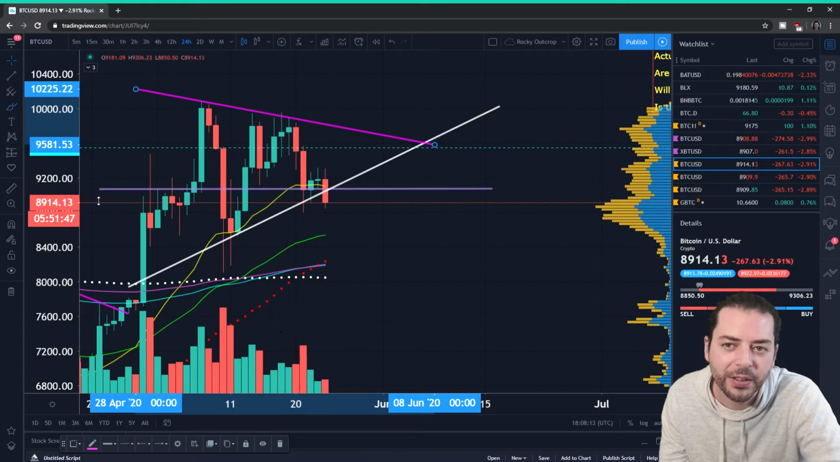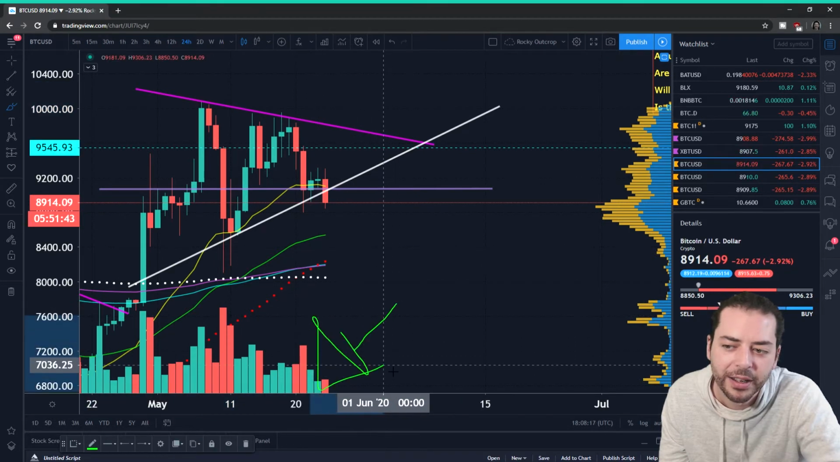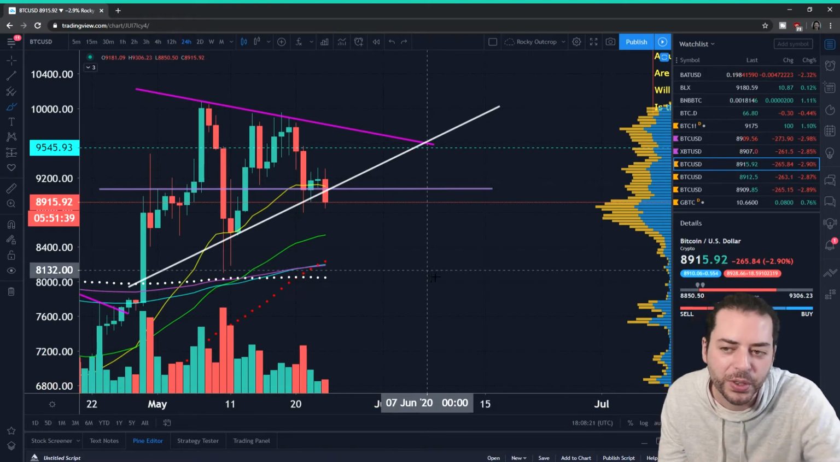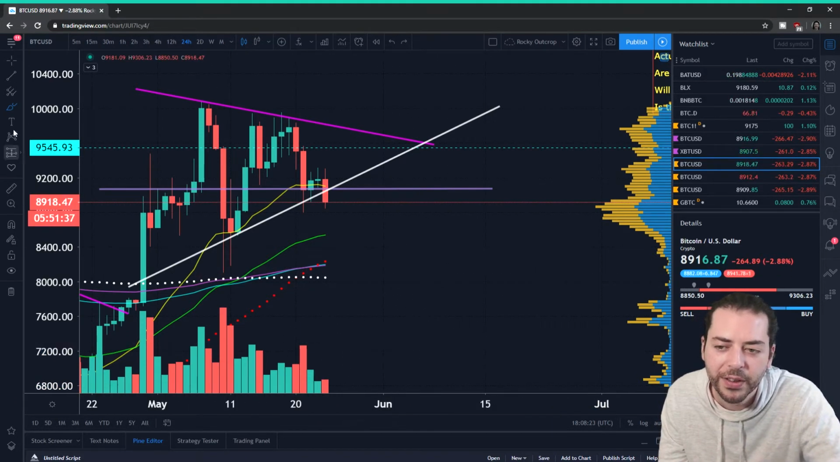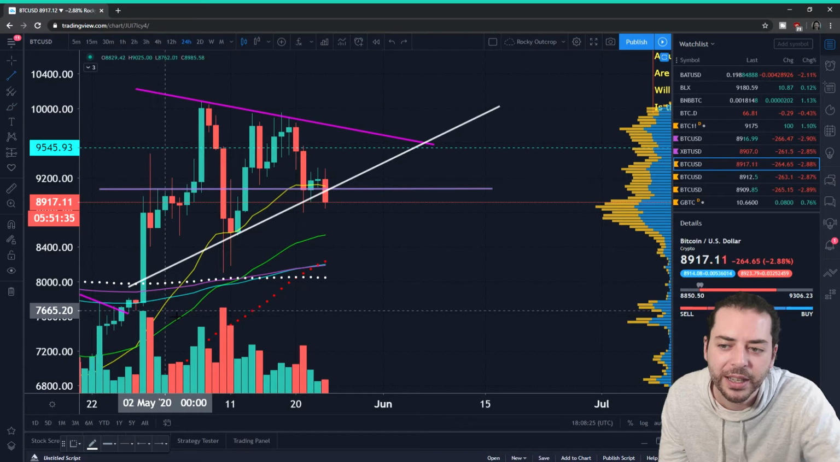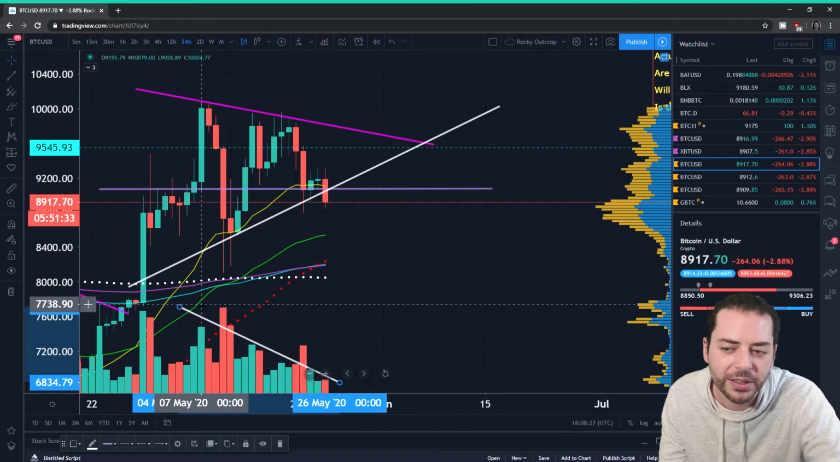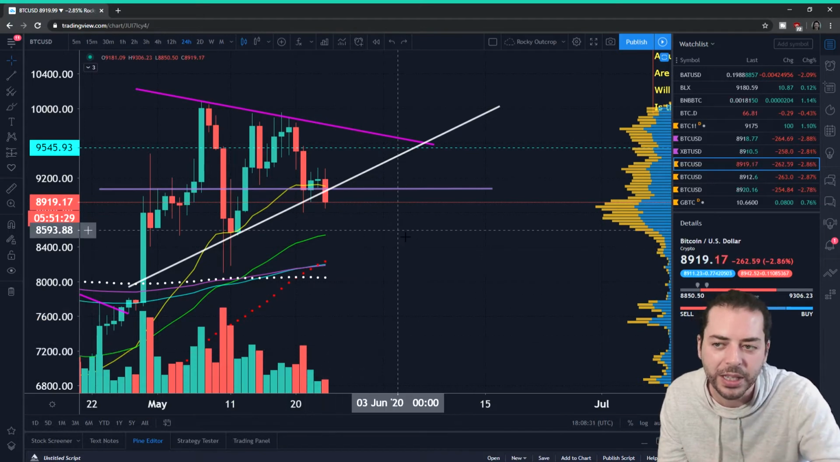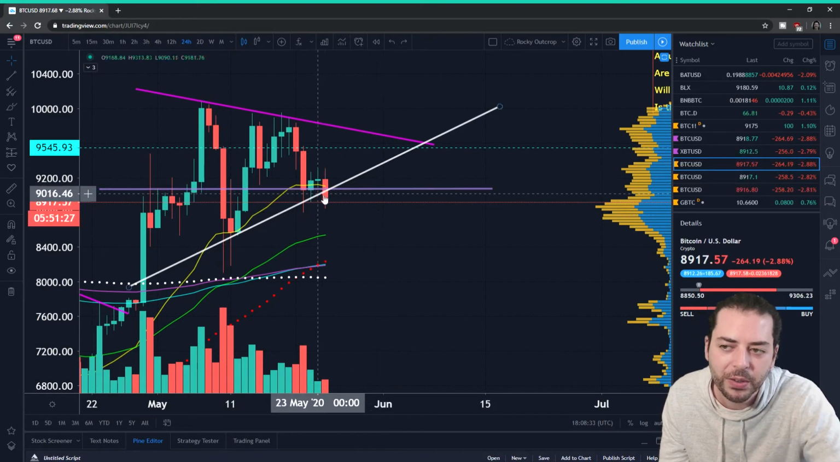I would like to point out first off that the volume down at the bottom here is nothing to write home about. That doesn't look like structure-breaking volume. Overall, during this whole period we can also see this diminishing volume. So it looks like this is just the beat going on, and I would be hesitant to say that that's what's happening right now.